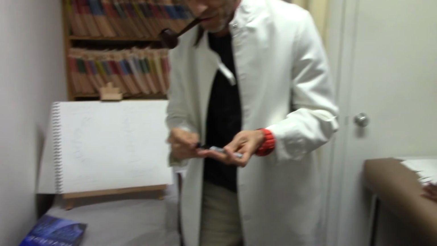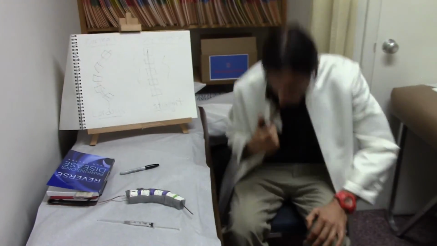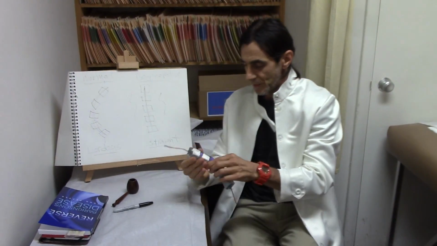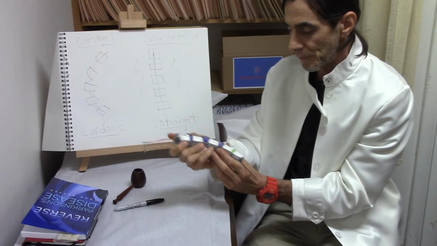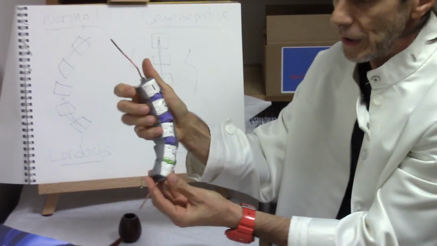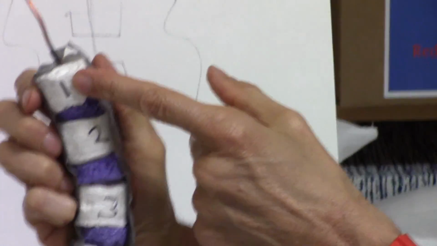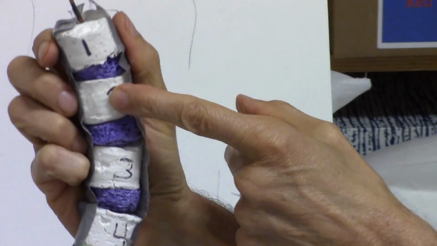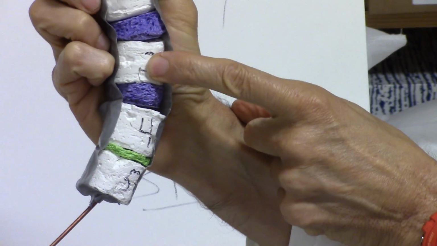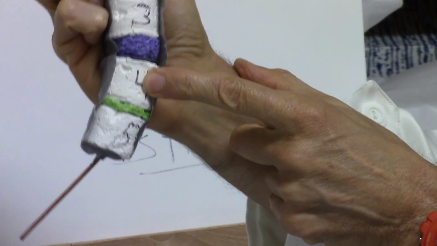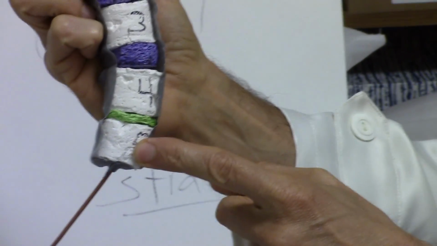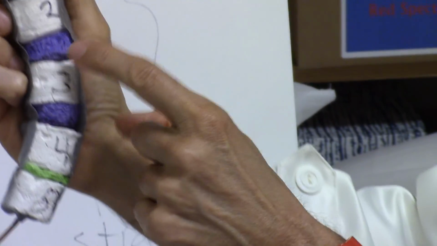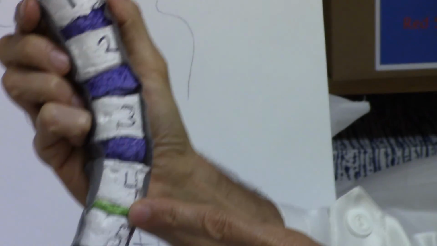Now, this I'm going to show you. What I did here is I created a model of a lumbar spine. I don't know if you can appreciate this. Let's say that this is number 1 lumbar vertebrae. This is number 2 lumbar vertebrae. This is number 3 lumbar vertebrae. This is number 4 lumbar vertebrae. And this is number 5 lumbar vertebrae. These colored objects right here represent the disc.